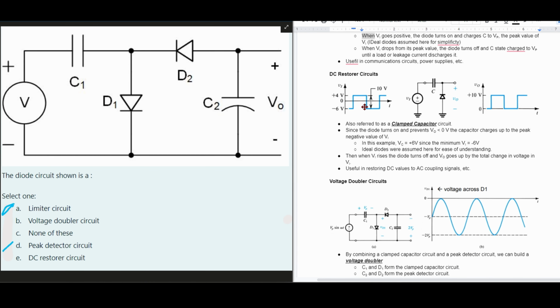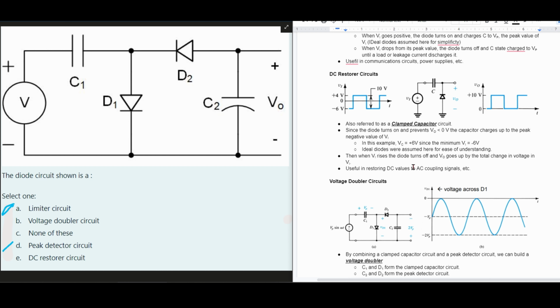Next, we can look at a DC restorer circuit, which is also referred to as a clamped capacitor circuit. We can see that this is more like what we have here. However, it's still not the same. Since the diode turns on right here, it's going to prevent our V0 from being less than 0 volts. The capacitor charges up to the peak negative value of V input, which is negative 6 volts. So in this example, VC is equal to plus 6 volts, since the minimum of V input is equal to negative 6 volts.